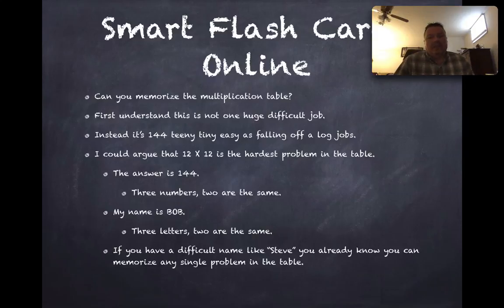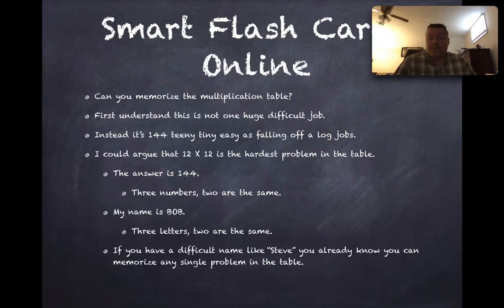So the second part of that, are you able to? Well, I think that when you talk about memorizing the multiplication table, the first thing you need to understand is that it's not one huge difficult task. It's 144 teeny tiny easy as pie little jobs. I think you could argue that 12 times 12 is the hardest problem in the whole table. The answer is 144. It's 3 numbers.